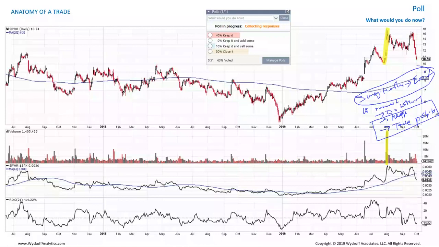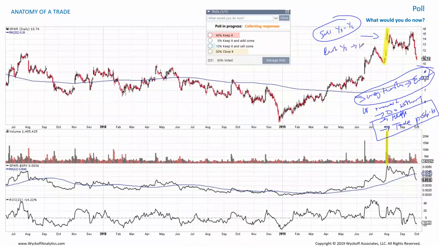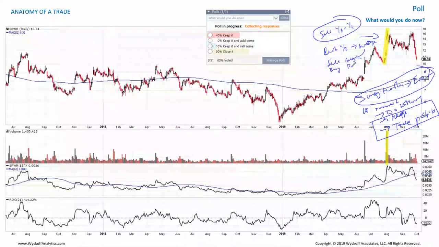You could take some profits. Let's say you could sell, like, 1/3 to 1/2 of the position, and then for the other half of the position you can hedge. And the way you hedge, you could, let's say, sell premium, sell calls, you could buy puts, whatever strategy you could have.